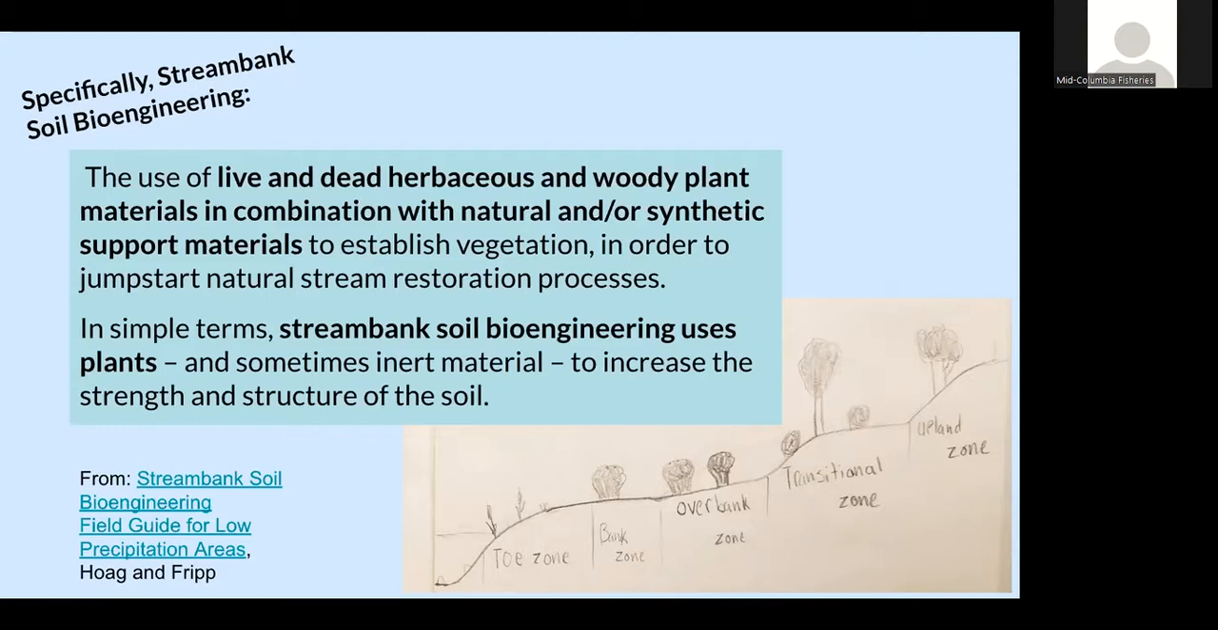We do have a resource that may be useful for you that Tori will also put in the chat. This is the Streambank Soil Bioengineering Field Guide for low precipitation areas. It's especially focused on climates like what we have in Eastern Washington, for example, but you will find something helpful regardless of where you're working.